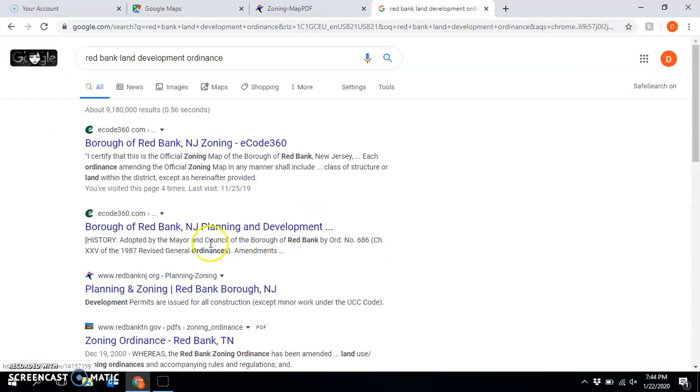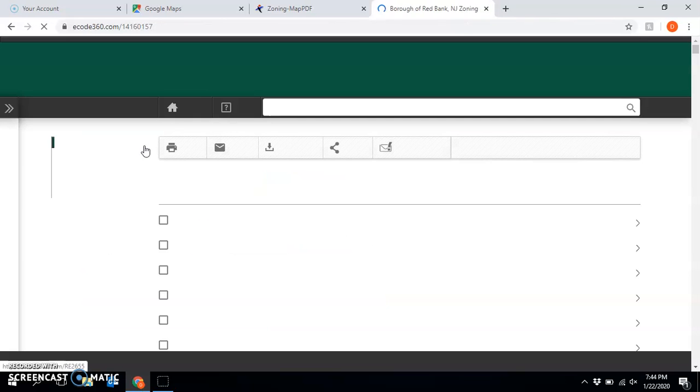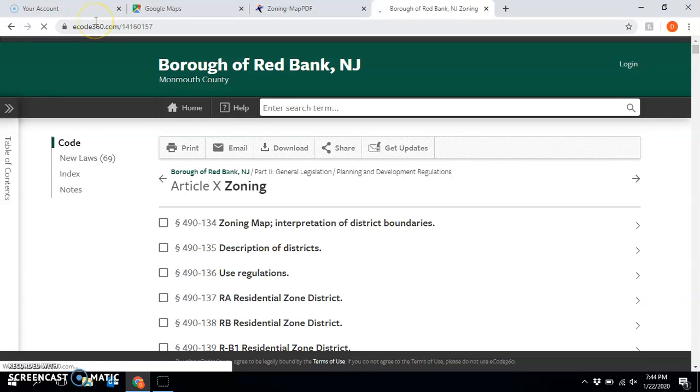ordinance. And typically it'll be the first thing that comes up. And when it's Ecode 360, that's good. That's a good website that a lot of towns use. And from here, you have to figure out where your zone is.